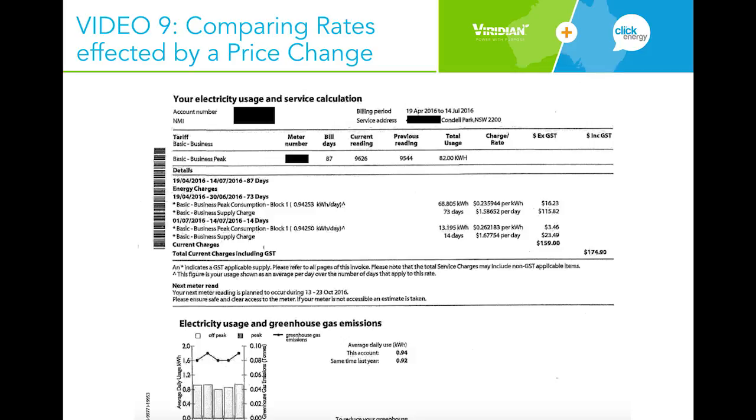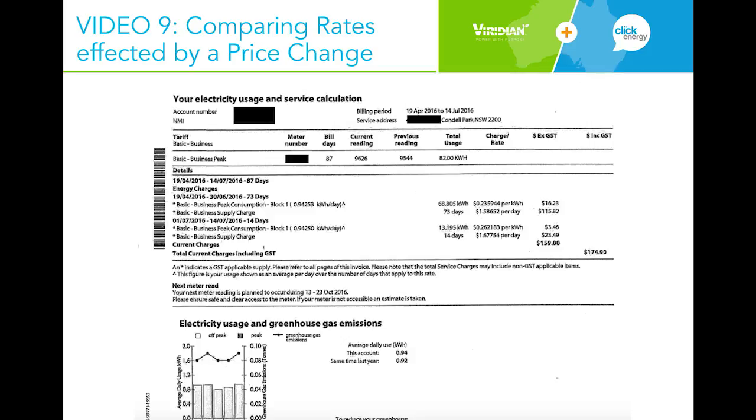Once we've identified that, we can see at the bottom, they are the more recent rates. That is the customer's more recent usage. And when doing a bill comparison for a customer, I would focus on Click Energy's rates and focus on the rates the customer is currently receiving and do a rates comparison as opposed to a total bill comparison.